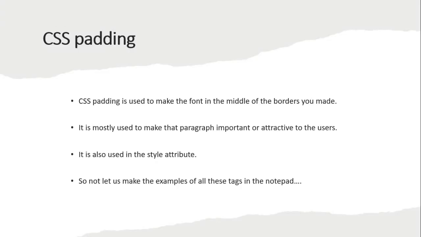So now let's start with CSS padding. CSS padding is used to put the text in the middle of the borders you made. It is mostly used to make a paragraph important or attractive to the users. It is also used in the style attribute. For example, if you have made text inside the borders, that text may sit on the top or on the bottom. To make the text sit in the middle, we use CSS padding. So now let's make examples of everything we learned today in Notepad.